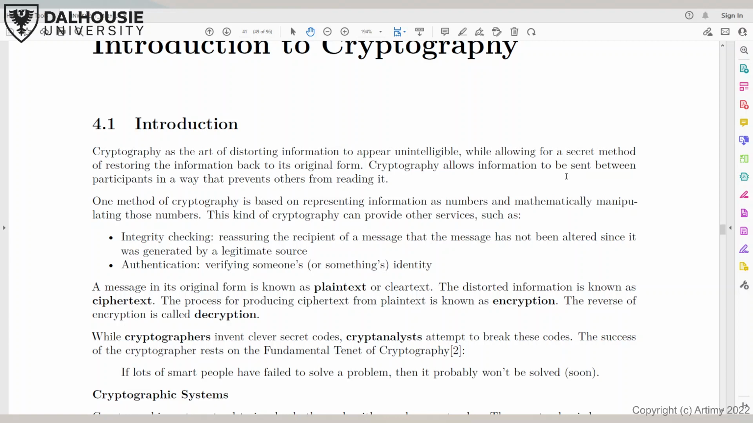Cryptographers are people who create these clever techniques, methods and algorithms to encrypt plain text. And there are always other people who do the reverse, who are trying to take the ciphertext and decrypt it, turn it back to plain text. And we call those cryptanalysts.